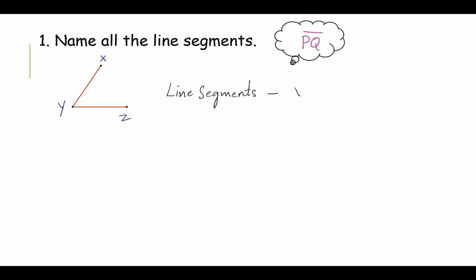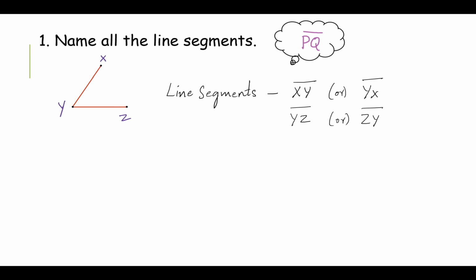You can write xy. It is a line segment because it has two endpoints. Here you can write yx also. The line segment xy is same as yx. The order of a line segment doesn't matter in line segments. Similarly, you have one more line segment, that is yz. You can write yz or you can write zy. Both are same. The order of the line segment doesn't matter in line segments.